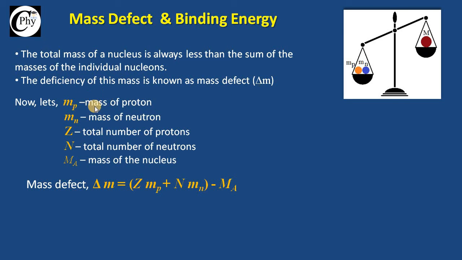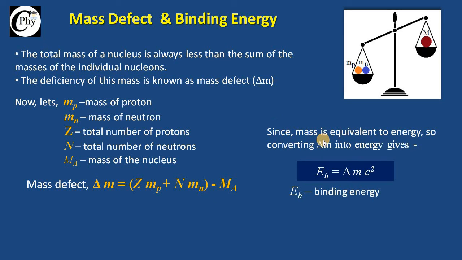Now let Mp be the mass of the proton, Mn the mass of the neutron, Z the total number of protons and N the total number of neutrons, and let Ma be the mass of the nucleus. So from the definition, the mass defect can be written as the total mass of the protons and neutrons minus the mass of the nucleus.